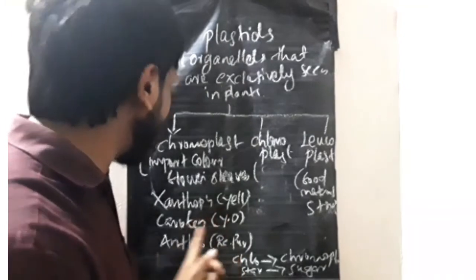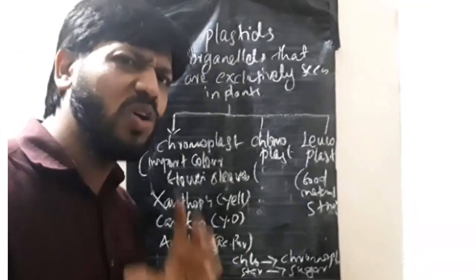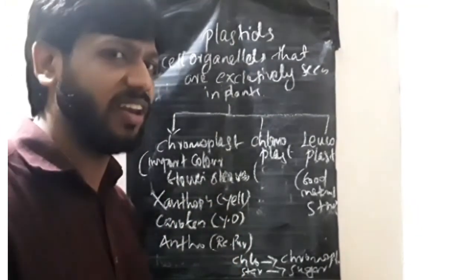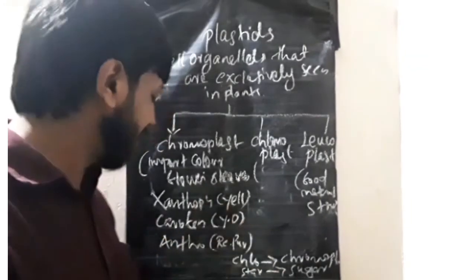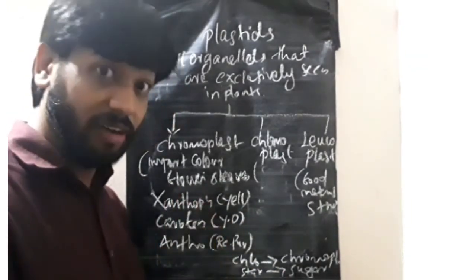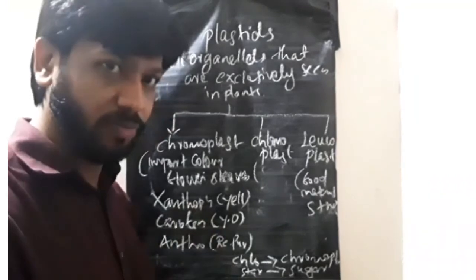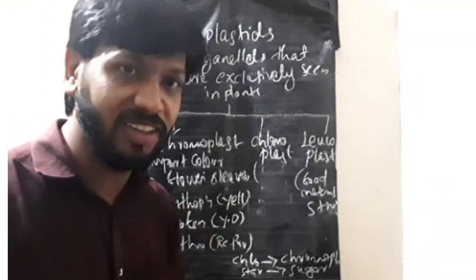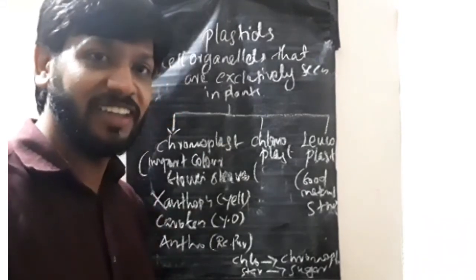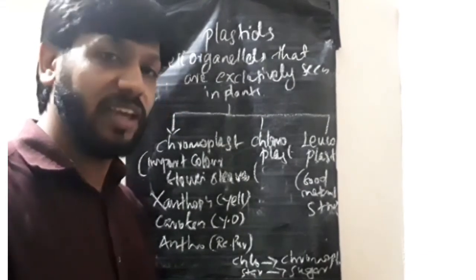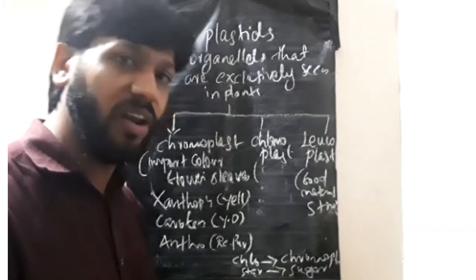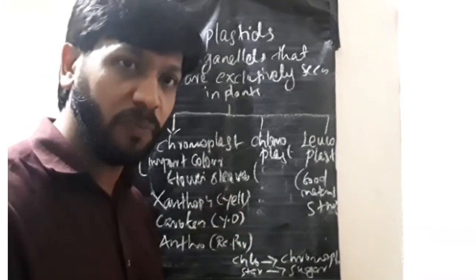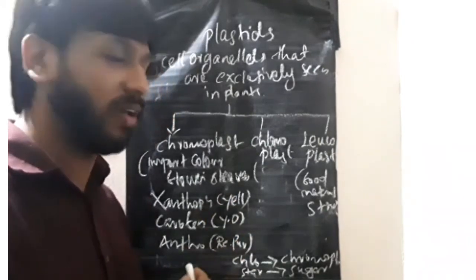Next, carotene: yellowish orange color. Anthocyanin: red or purple color. Can you say which are the examples of chromoplast? Anthocyanin, carotene, xanthophyll. All these are examples of chromoplast, a plastid.